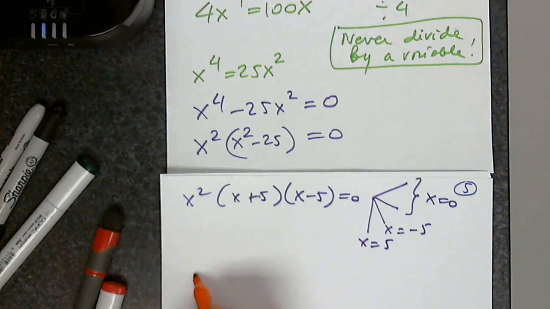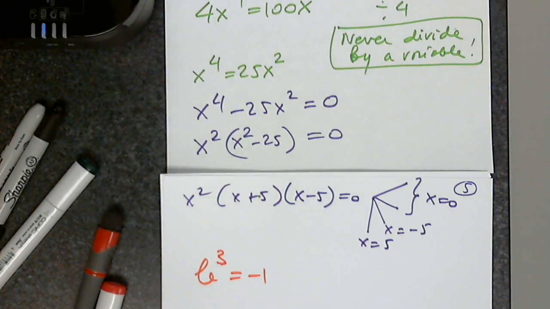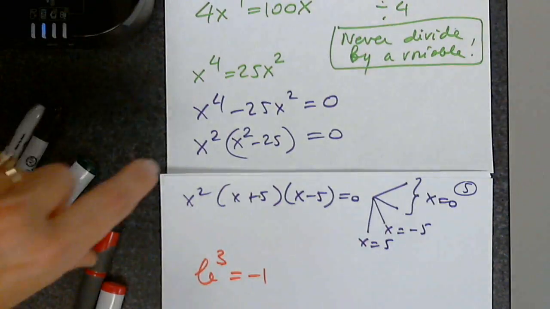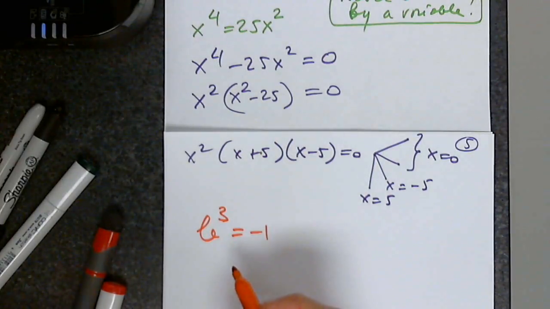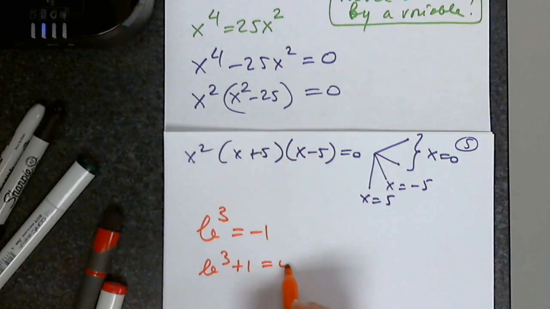b cubed equals -1. Okay. In the back of my mind, I have the zero product principle. So what do I do? Yes, b cubed plus 1 equals 0.